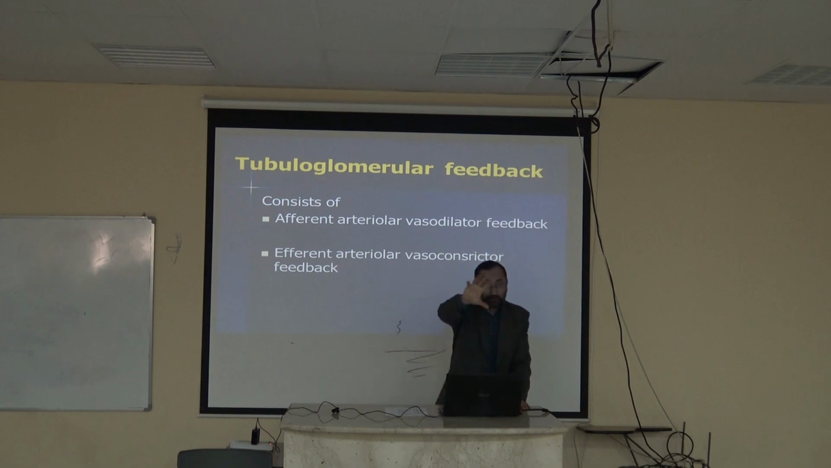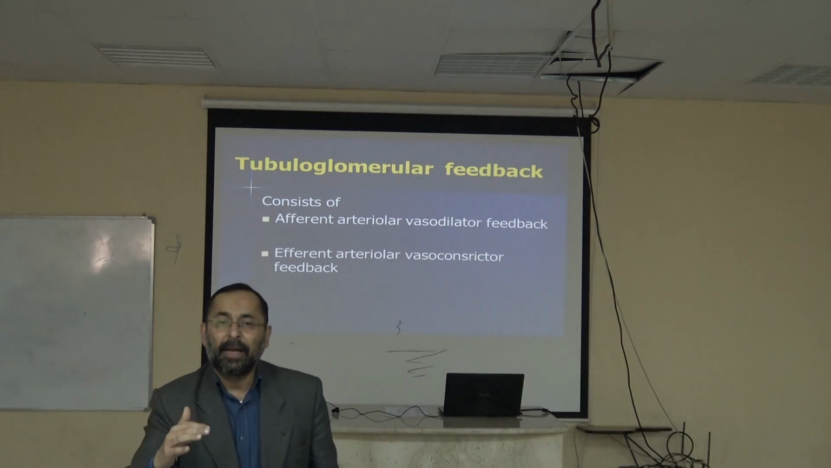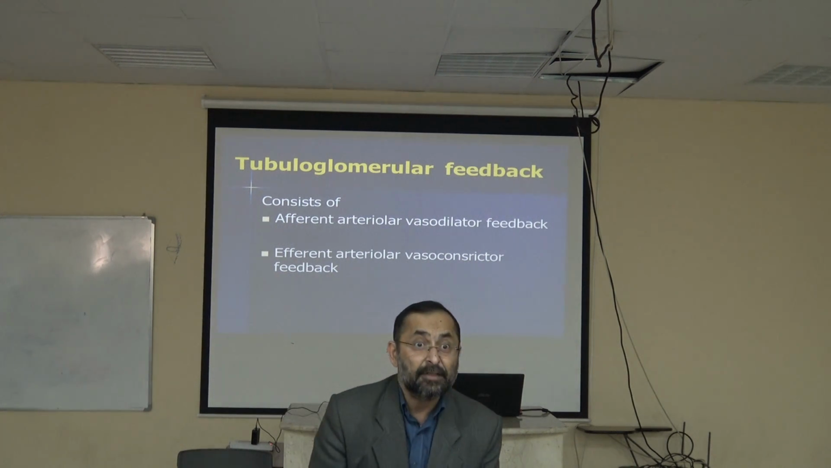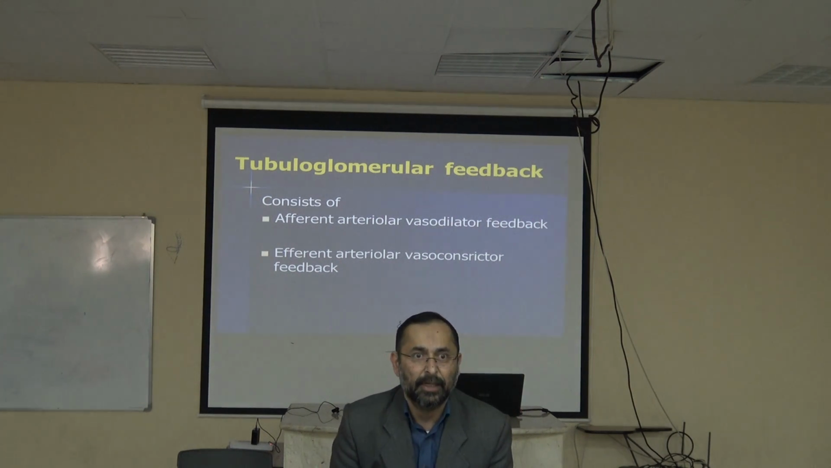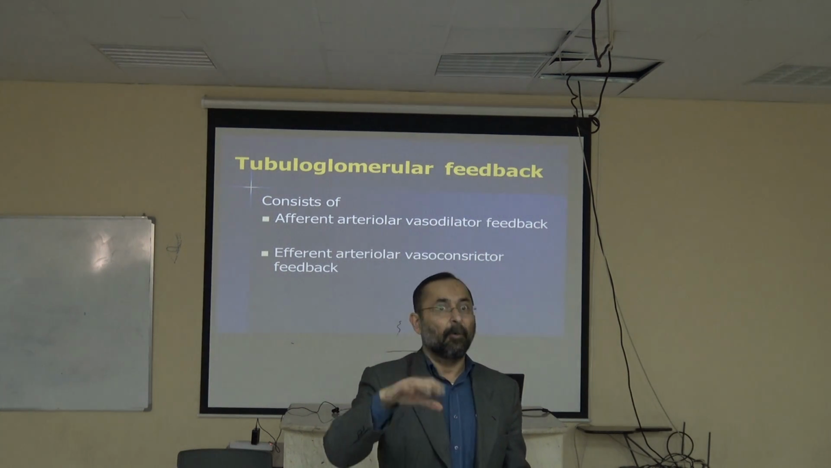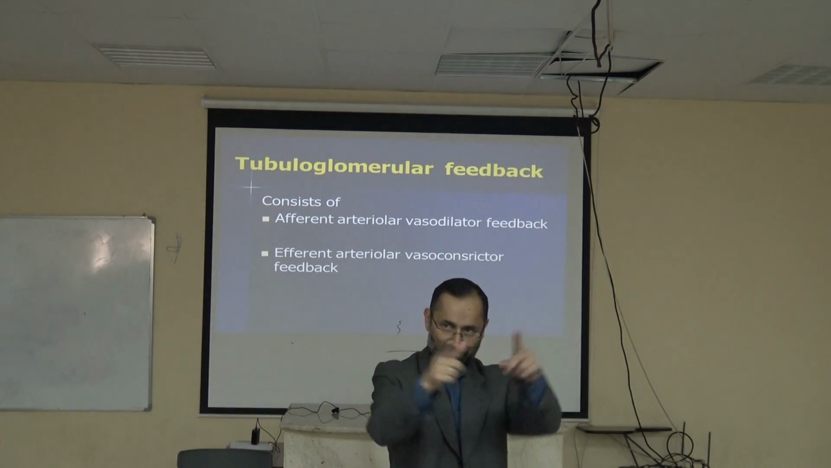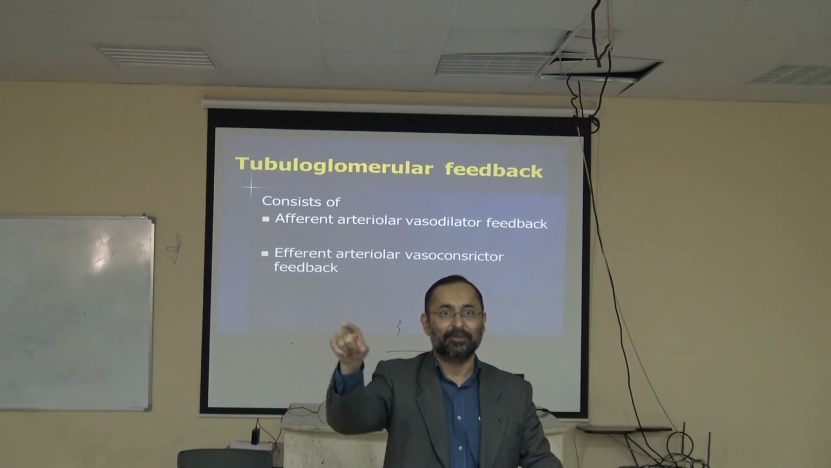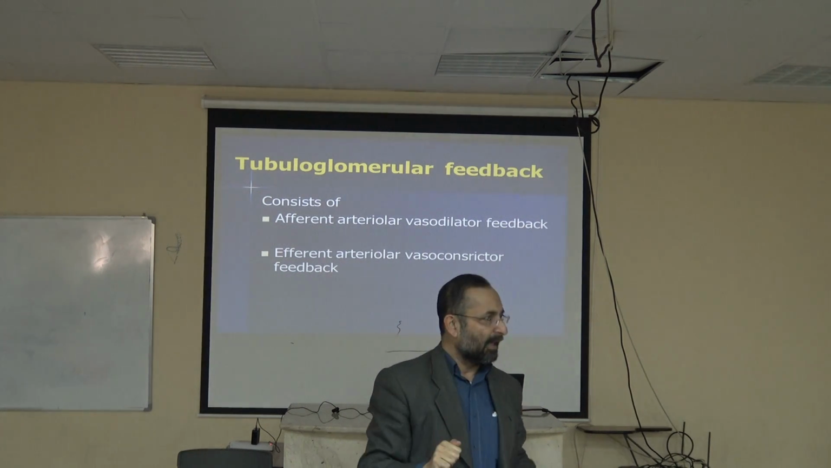Tubulo-glomerular feedback is a very strong and very special autoregulatory mechanism working in the kidney. Very fascinating. It has two parts. The first one is the afferent arteriolar vasodilator feedback mechanism. So the first part is focusing on which arteriole? Afferent. And what is happening to that arteriole? Dilation by the feedback. So in this feedback mechanism, your result will be dilation of the afferent arterioles.